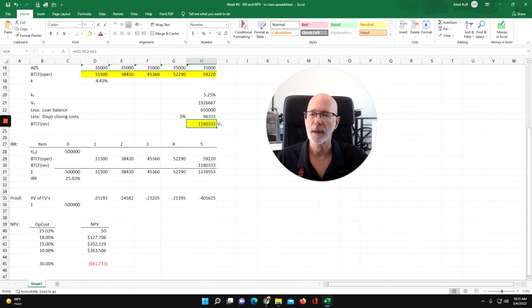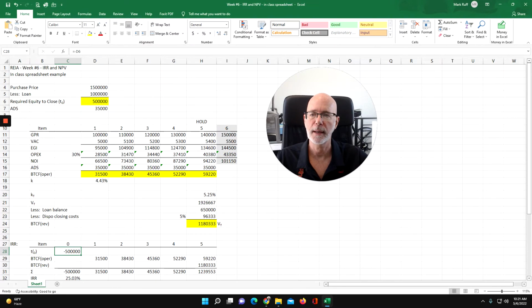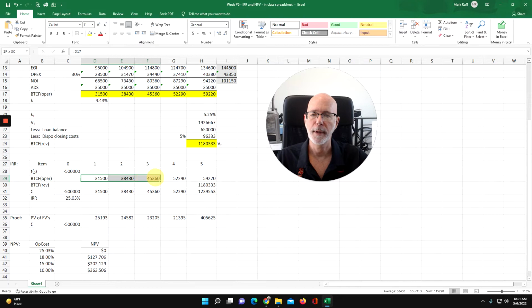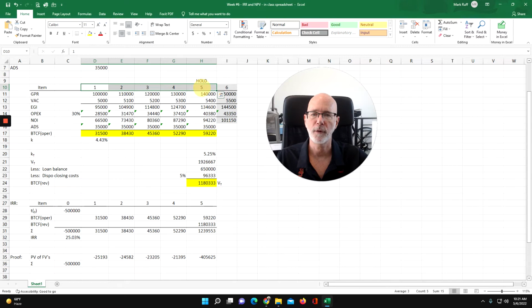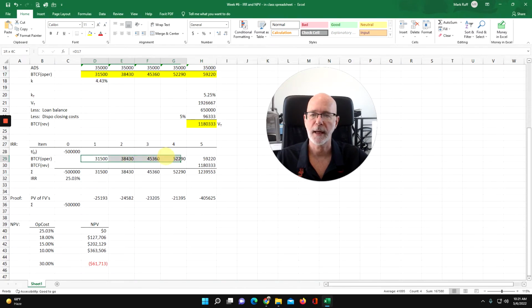What we do then is we come down here and we just diagram out our cash flows during the hold period. Our T sub 0 is our equity in. Our operating cash flows during the hold period, we're just simply going to take from up here. Years 1, 2, 3, 4, and 5. Before tax cash flow from operations, second bucket. The third and final bucket that we're going to drop down here into this little table is our net cash flow at disposition, this $1.18 million. So we just drop that down there.